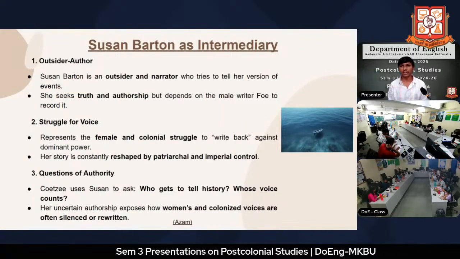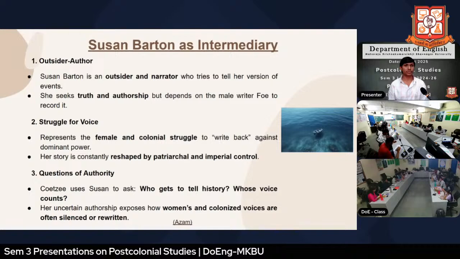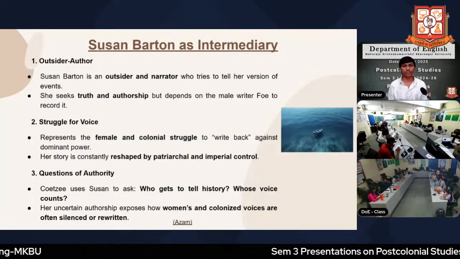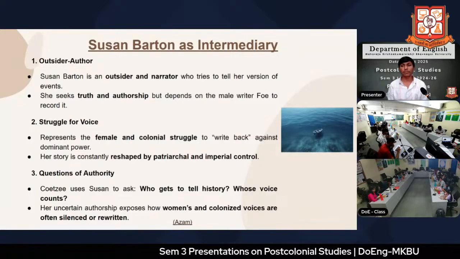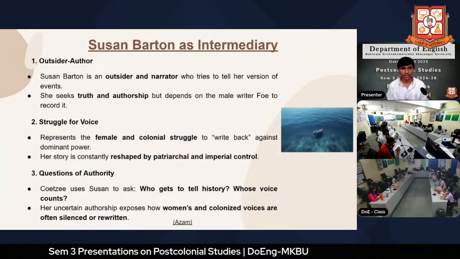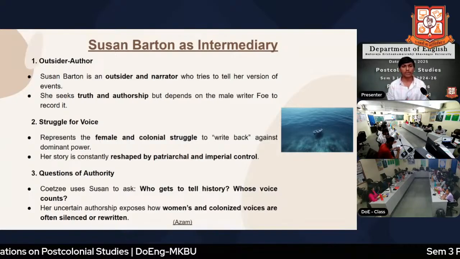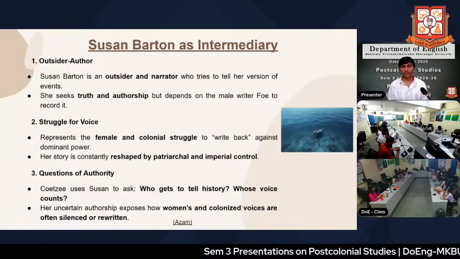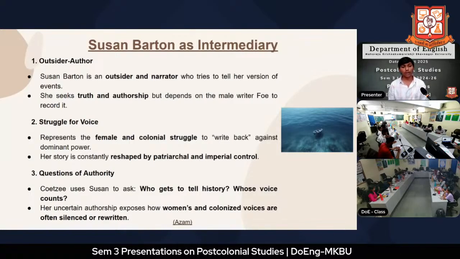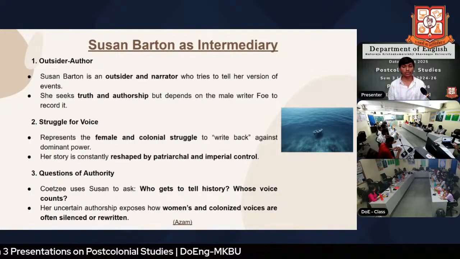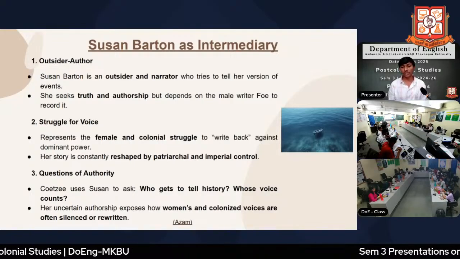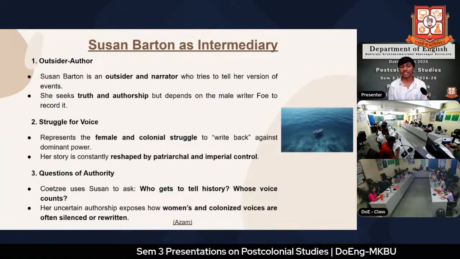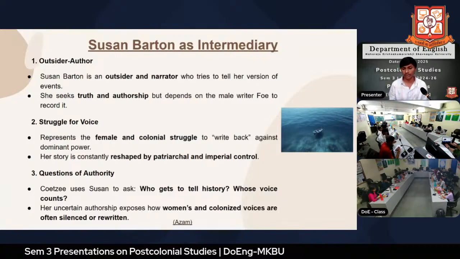Susan Barton as intermediary. Susan Barton is an outsider and narrator who tries to tell her version of events. She seeks truth and authorship, but depends on a male writer to record it. Her struggle for voice represents the female and colonial struggle to write back against dominant power, and her story is reshaped by patriarchal and imperial control. This character asks two questions: who gets to tell history, and whose voice counts? Her uncertain authorship exposes how women and colonized voices are often silenced or rewritten.